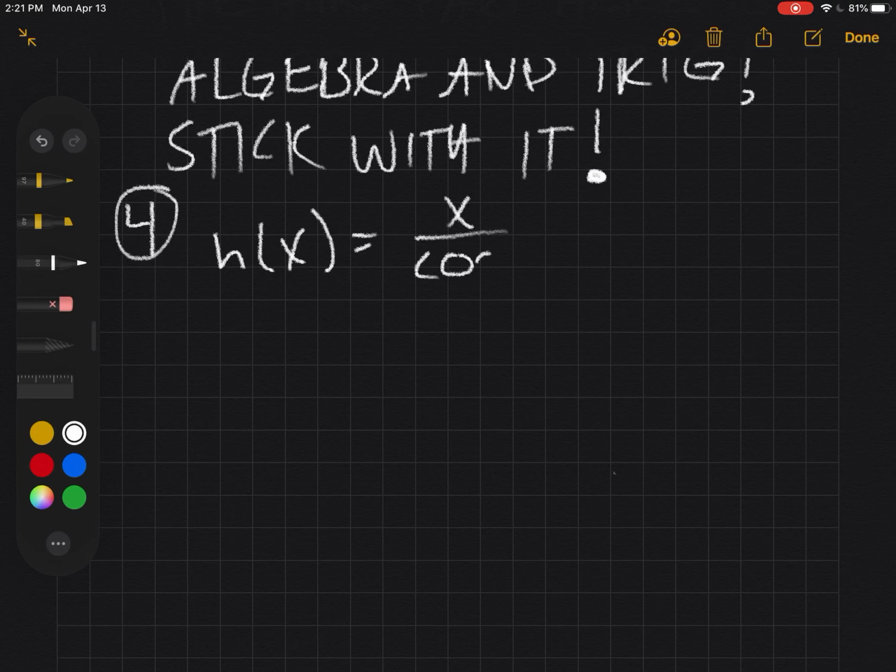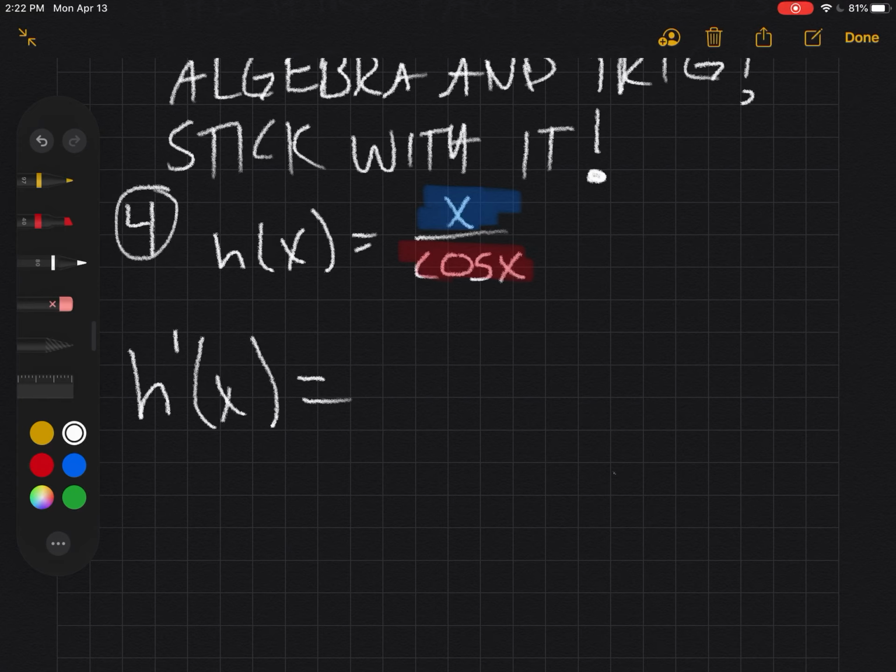I'm going to do one last example. Again, using the quotient rule. Maybe I can conquer my fear. So let's say we have a function h of x equals x divided by cosine x. And so we want to find h prime of x.